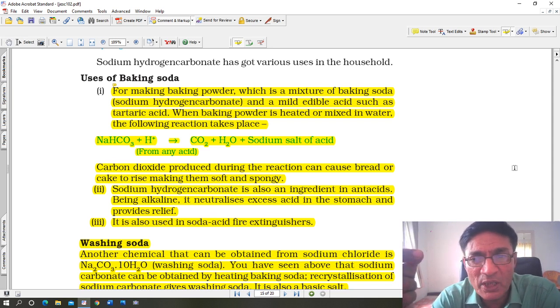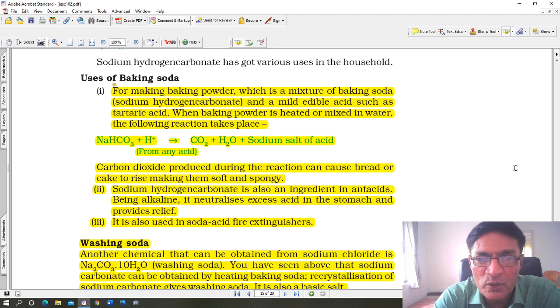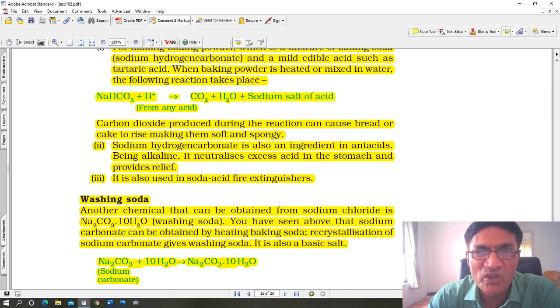When baking powder is heated or mixed in water, the following reaction takes place. Sodium bicarbonate reacts with hydrogen ions to form carbon dioxide, water, and the sodium salt of that particular acid. Suppose the acid used is acetic acid, then you will get sodium acetate. Carbon dioxide produced during the reaction can cause bread or cake to rise, making them soft and spongy. केक फूल जाता है. Even इडली जब बनाते हैं, इडली फूलती है, बेकिंग सोडा की वजह से होता है, वरना वो होगा ही नहीं. Unless you use that, it will not rise like that.